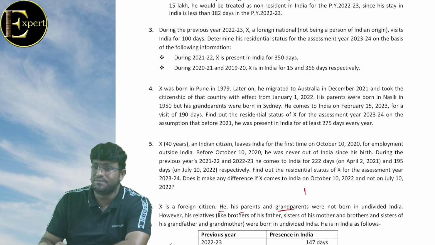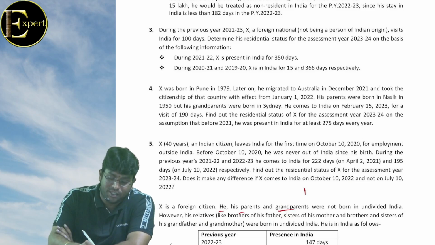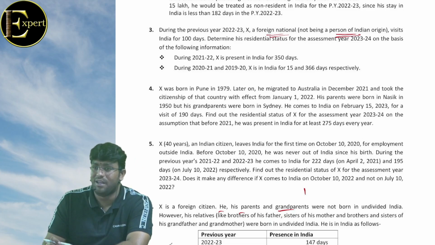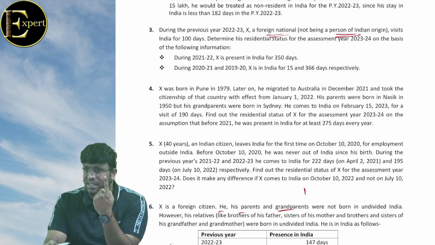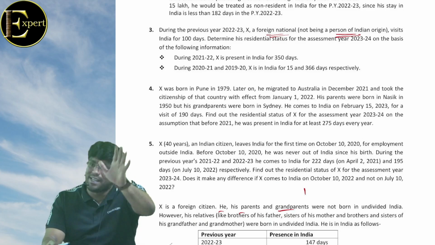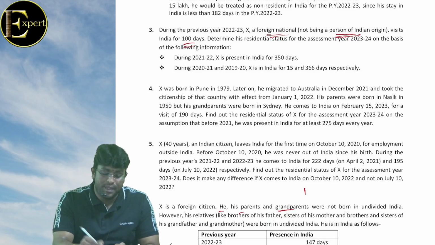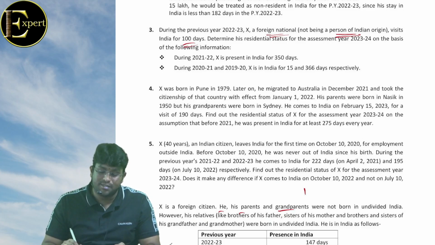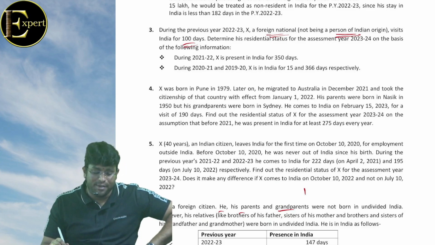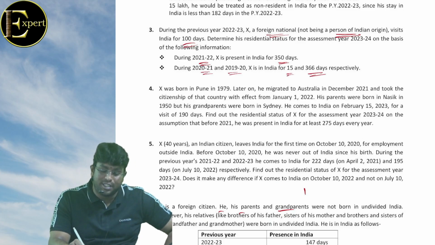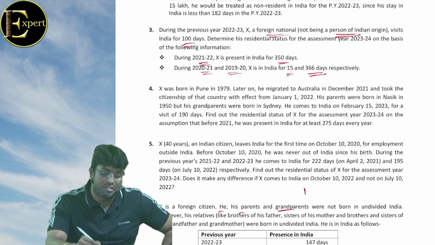X is a foreign national and is not a person of Indian origin. That means what? Special cases will not apply. Special cases में पहले वाला पॉइंट में इंडियन सिटीजन, सेकंड में इंडियन सिटीजन, थर्ड में इंडियन सिटीजन और पर्सन ऑफ इंडियन ऑरिजिन, तीनों स्पेशल केस नहीं आ सकता. He visits India for 100 days. Determine status for AY 23-24 on following information. 21-22 is therefore 350 days. 20-21 to 19-20 15 days and 366 days. बोलो क्या है इसका स्टेटस?